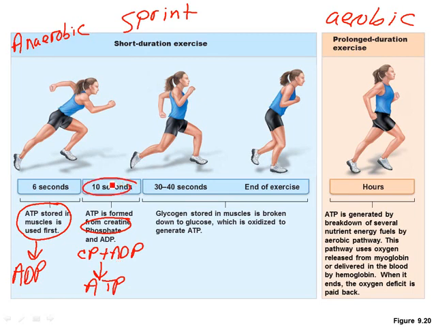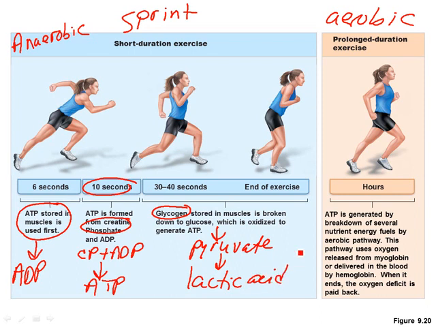All right, so now what are you going to do? Now you've got to go into anaerobic, where you're going to basically take the glycogen, the glucose, turn it into pyruvate, and then lactic acid. And that can last about a minute, 30 to 40 seconds up to a minute. And then you're spent. There's no more ATP. The only way you can get ATP now is to turn into aerobic respiration.